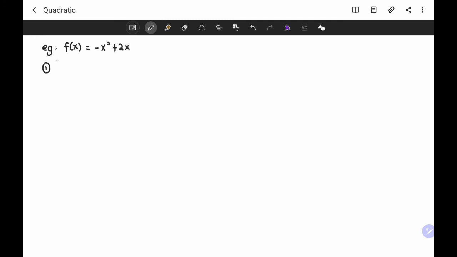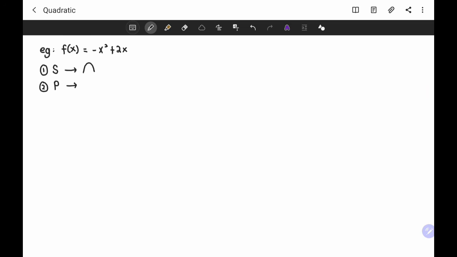First, check the shape. Since this one is negative x square, so this one is a frown, because it is negative x square. Second, we find the point. Since it is a frown, it is a maximum point.